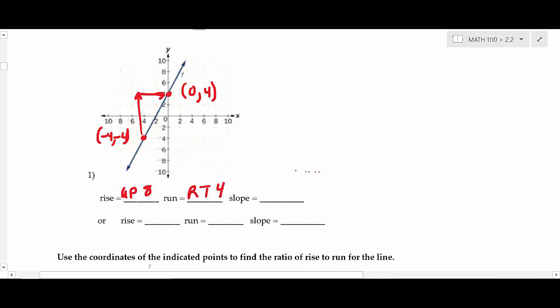So the slope's the rise over run. So you just say 8 over 4. So you get a slope of 2. Okay, that's what that is. That's a positive slope like we talked about. So it goes like that. Okay, is everybody with me there?